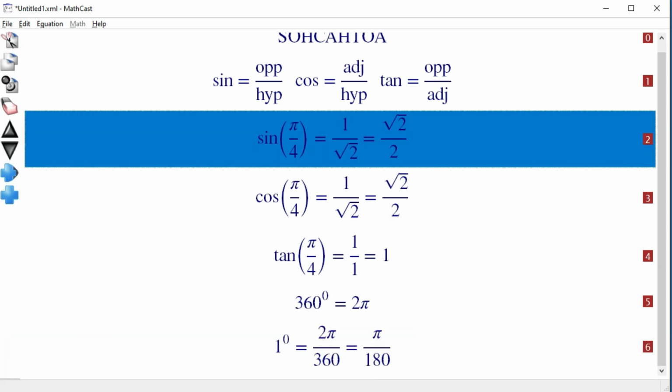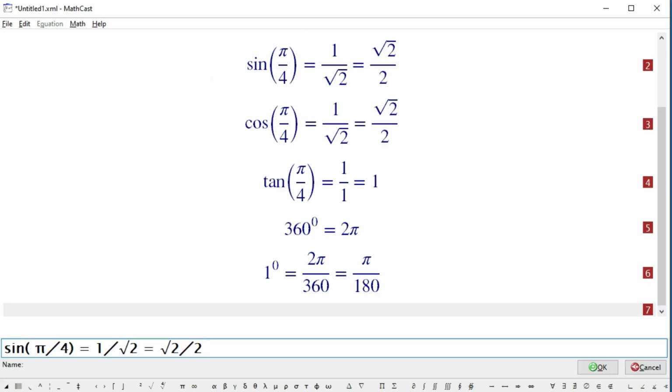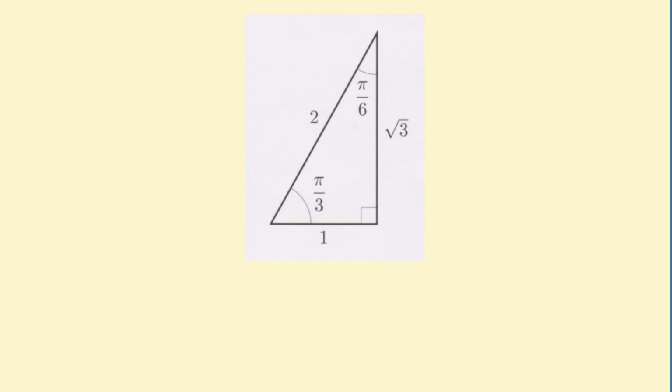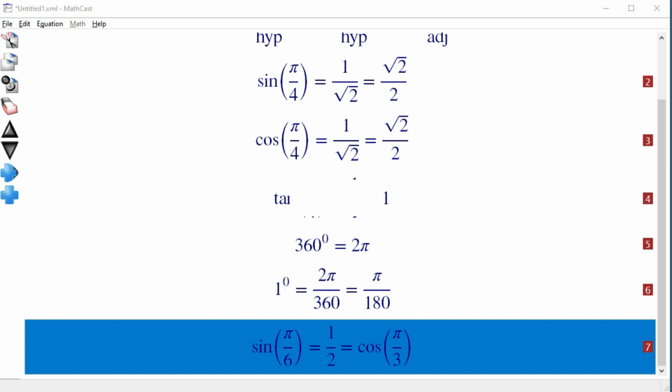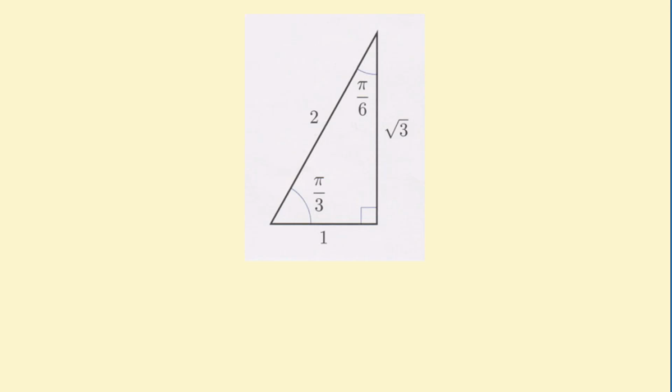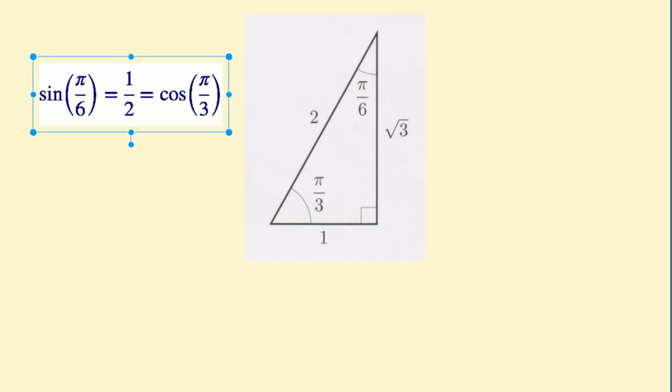Sine of pi by 6 is opposite over hypotenuse, 1 over 2, which equals cos of pi by 3. Is that correct? Well, sine of pi by 6 is opposite over hypotenuse, 1 over 2, and the cosine of pi by 3 is adjacent over hypotenuse, 1 over 2.